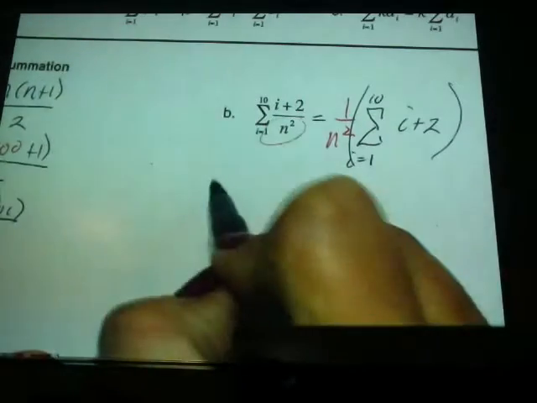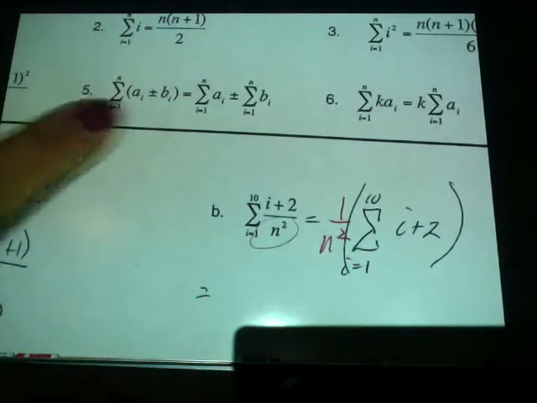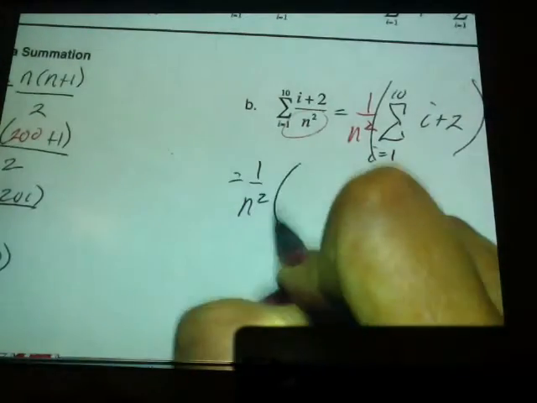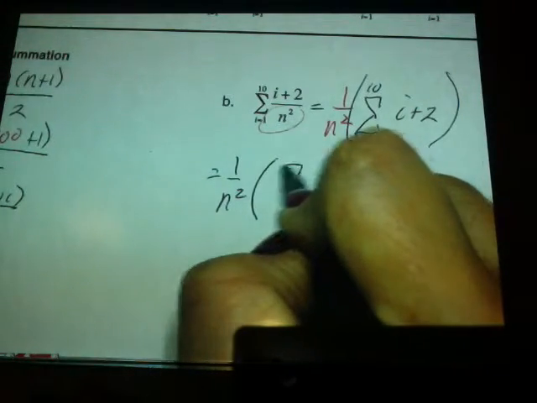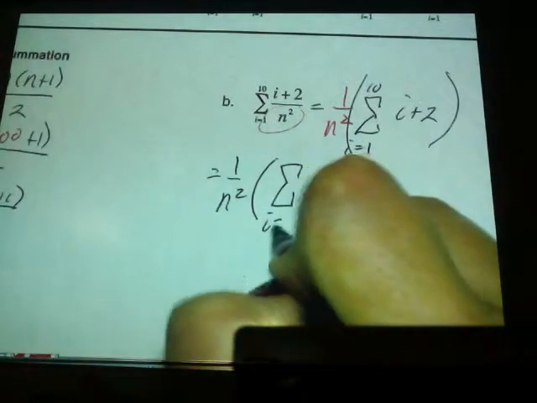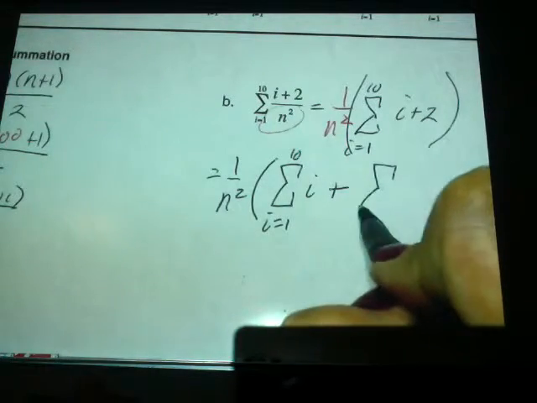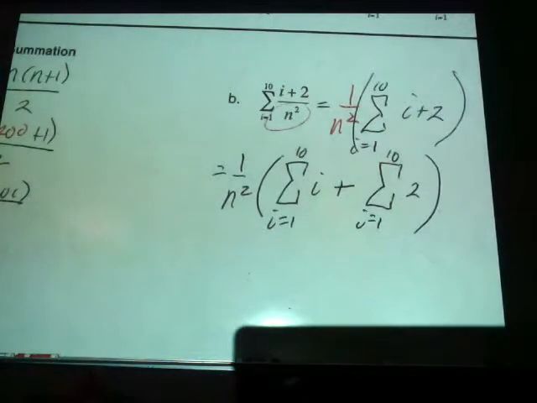So then we're going to use some properties, and if you look at number 5 right here, if I have something plus or minus something, can't I split them apart? Well, that's what we're going to do. So we've got 1 over n squared times, and we're going to split these apart into 2 different summations: the sum from i equals 1 to 10 of i, plus the sum of 2. So now I can replace i with what we did before, right?